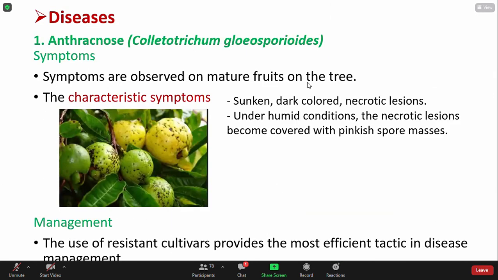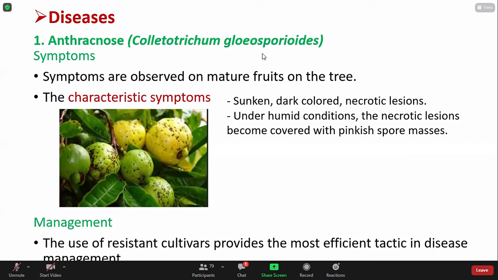The diseases are, the first one is the anthracnose. The symptom is observed in the mature fruits on the trees. The characteristic symptom is sunken. You can observe in this picture the sunken, dark colored necrotic lesions, right? Under humid condition, the necrotic lesions become covered with pinkish spore masses. This is because the humid condition is favorable for the anthracnose fungi. So it produces the spore on the infected area.